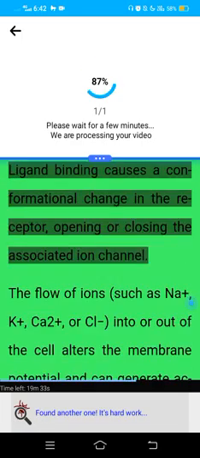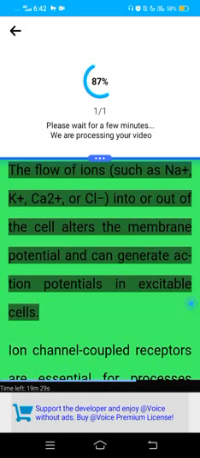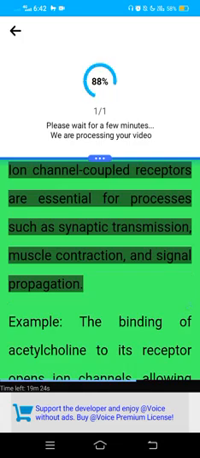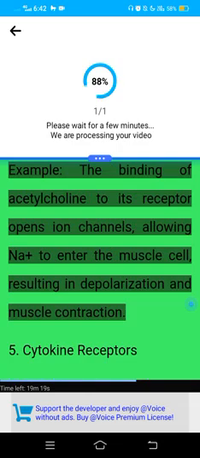Mechanism of action. Ligand binding causes a conformational change in the receptor, opening or closing the associated ion channel. The flow of ions such as Na+, K+, Ca2+, or Cl- into or out of the cell alters the membrane potential and can generate action potentials in excitable cells. Ion channel coupled receptors are essential for processes such as synaptic transmission, muscle contraction, and signal propagation. Example: the binding of acetylcholine to its receptor opens ion channels, allowing Na+ to enter the muscle cell, resulting in depolarization and muscle contraction.